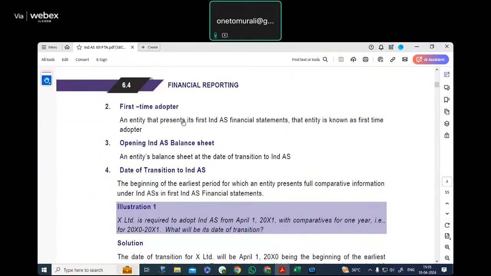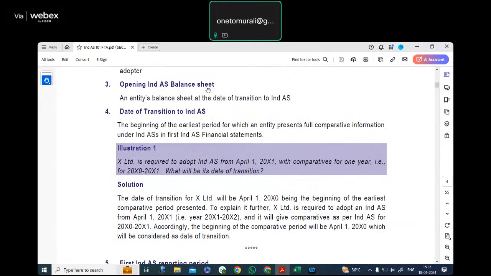So an entity that presents its first Ind AS financial statements is known as a first time adopter. The opening Ind AS balance sheet is as at the date of transition to Ind AS. Okay, so the date of transition to Ind AS.